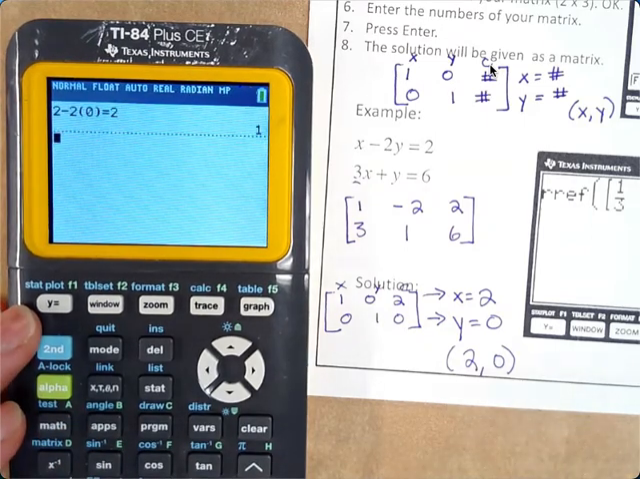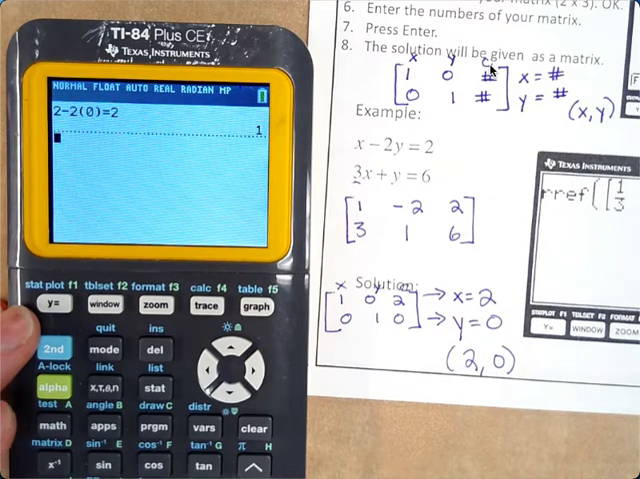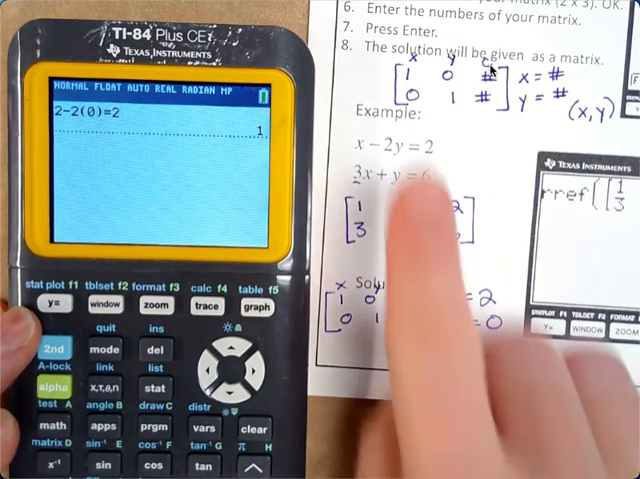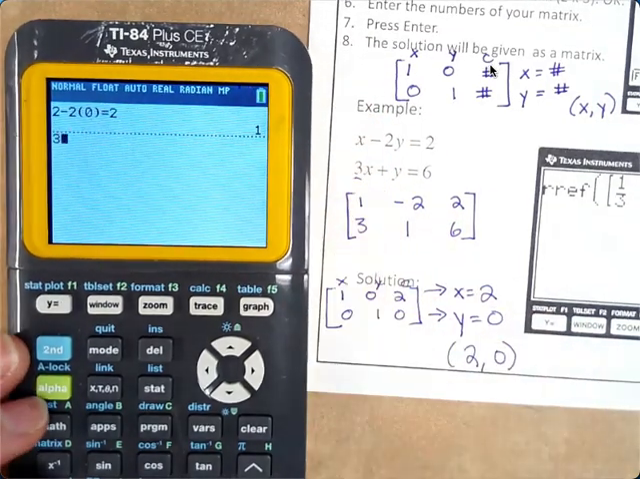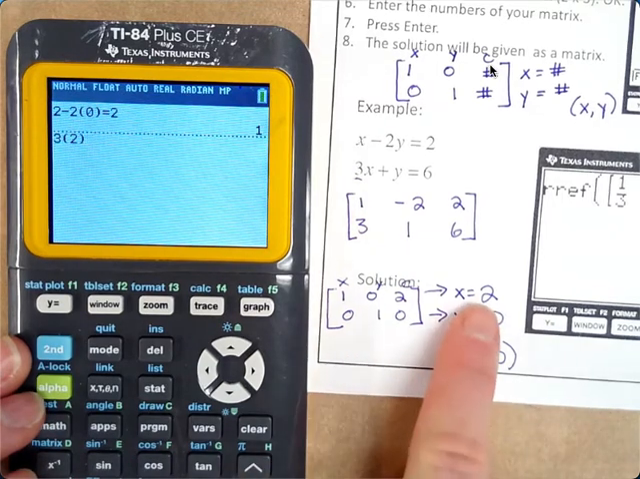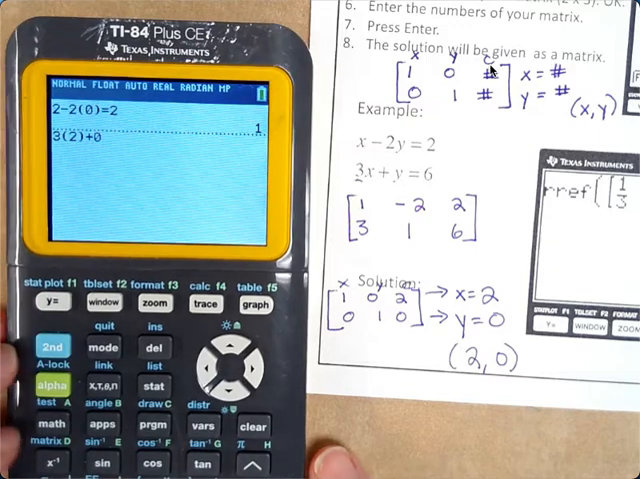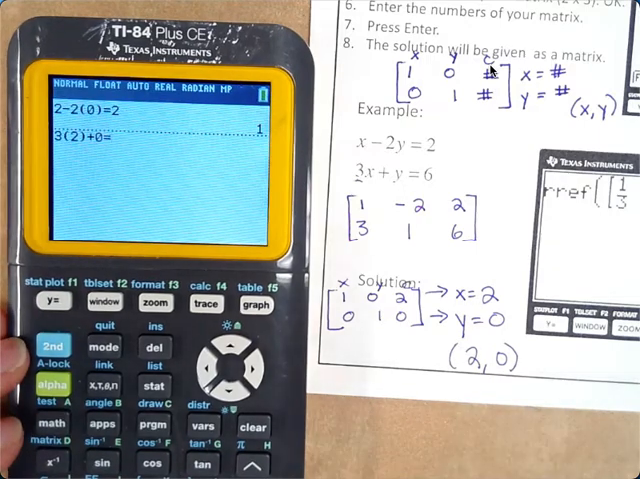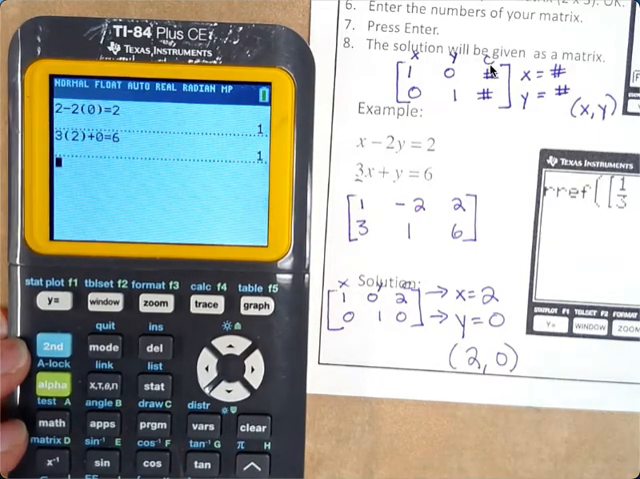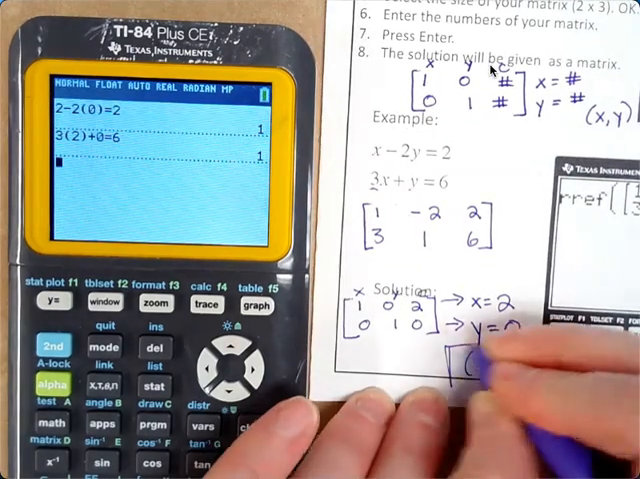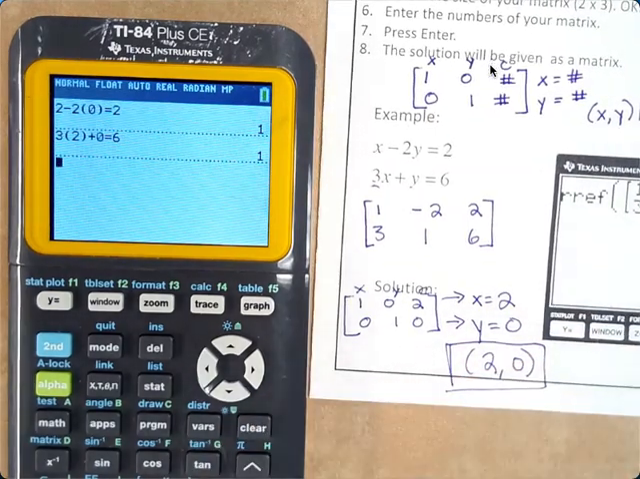Equals 2. 1 means it is true. So we're good there. Okay, the next one. 3 times 2, because x is 2, plus 0, our y value, equals 6. True also. So we did it right. So I'm going to put a box around my answer. X is 2, y is 0, 2, 0 is my solution.